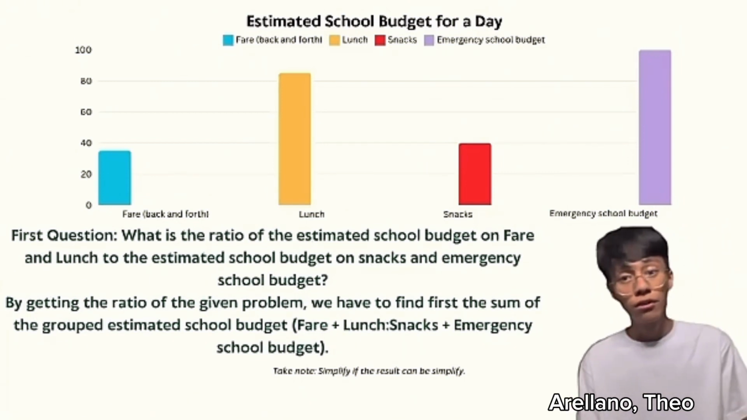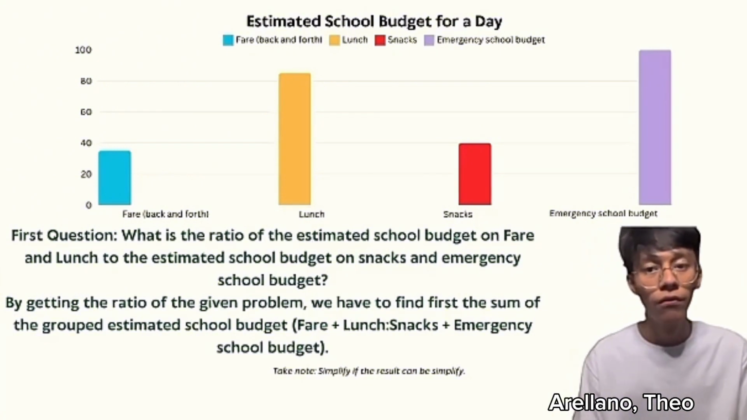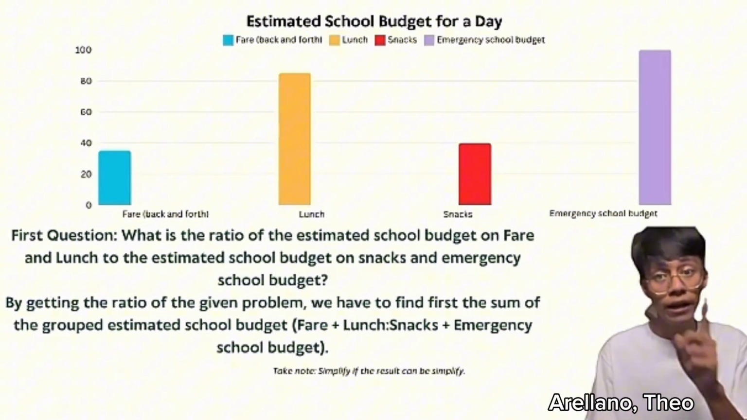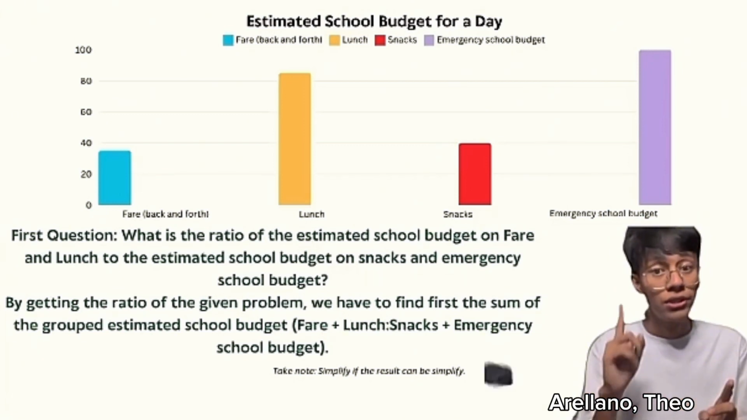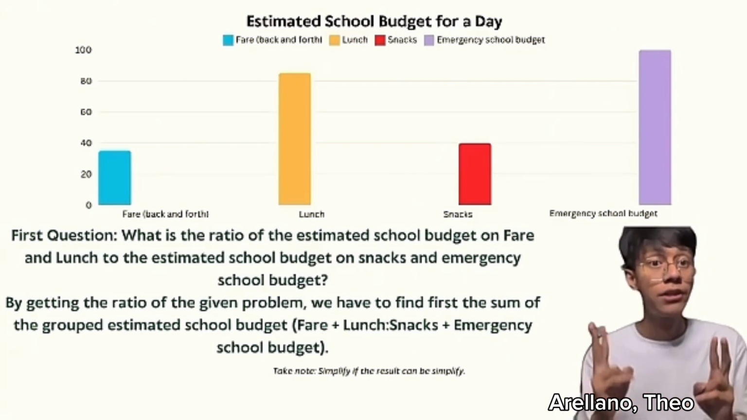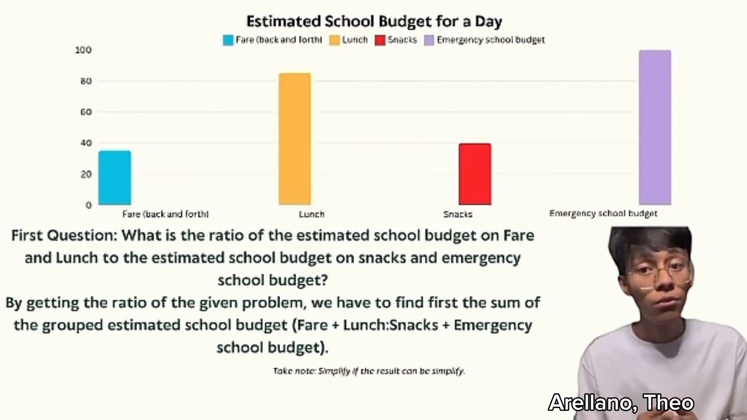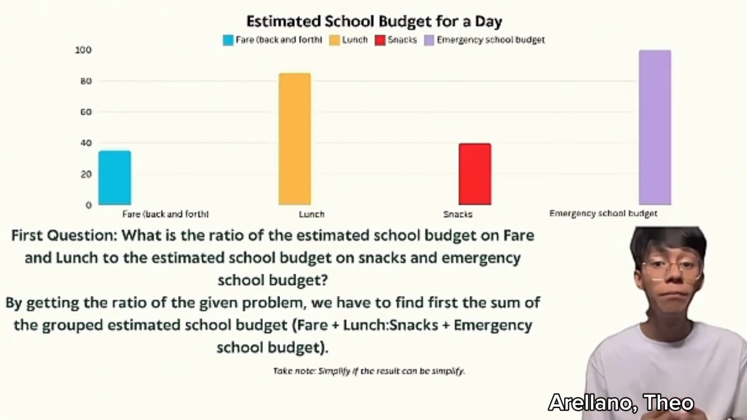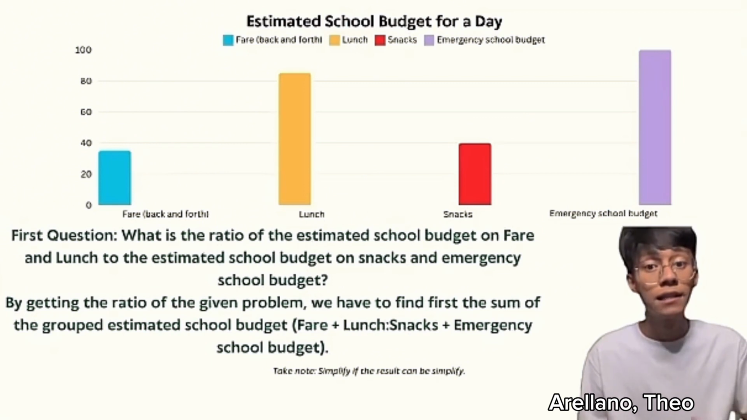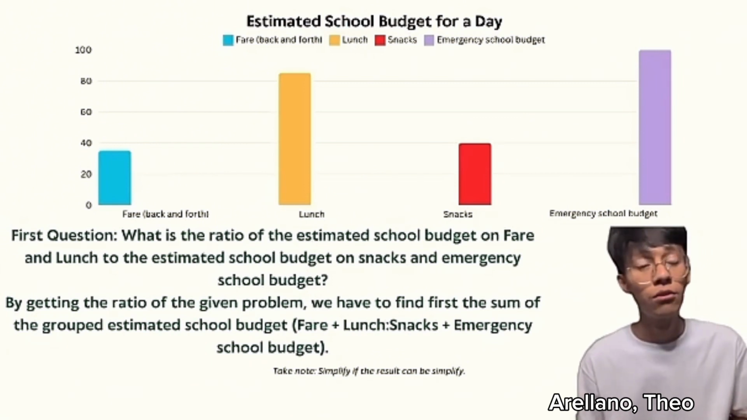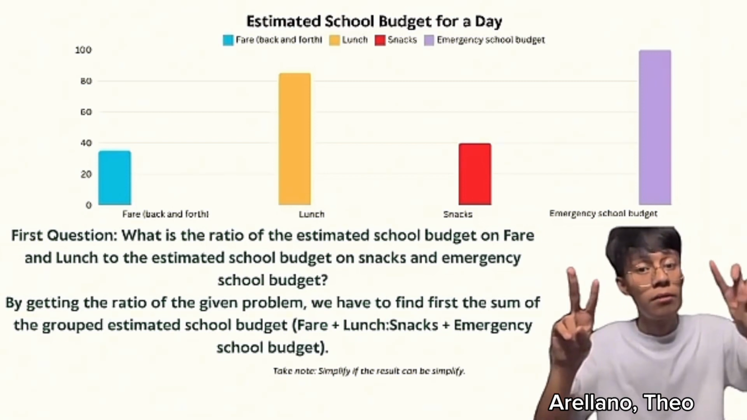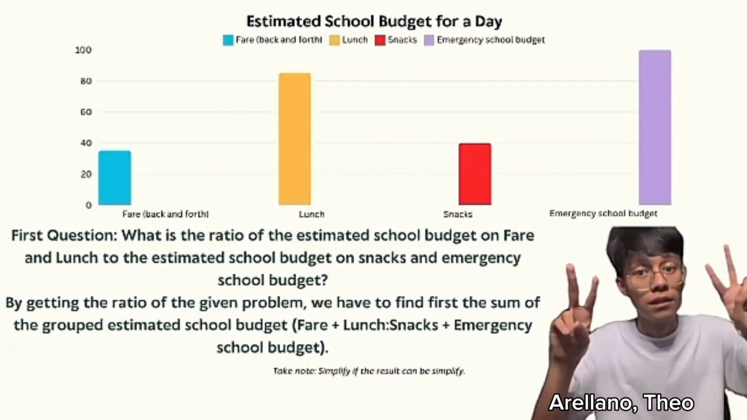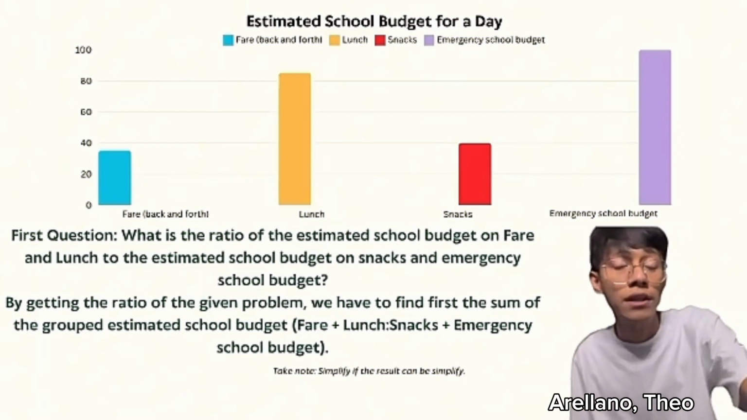So first question, what is the ratio of the estimated school budget on fare and lunch to the estimated budget on snacks and emergency school budget? So by getting the ratio of the given problem, we have to find the sum of the grouped estimated school budget, which is the fare plus lunch, to the emergency school budget plus the snacks. So here is the solution.